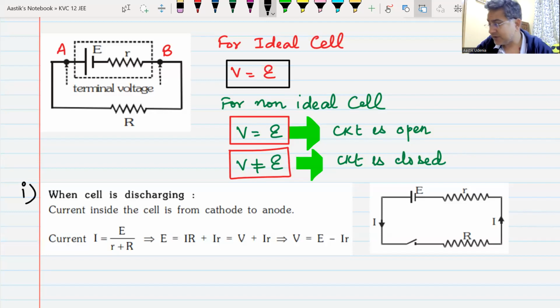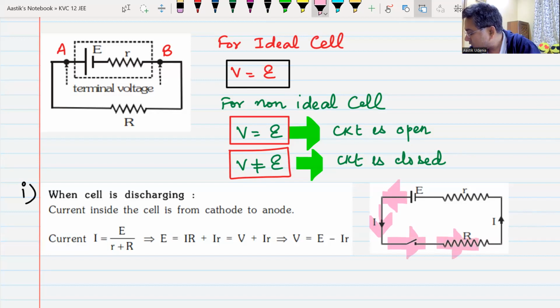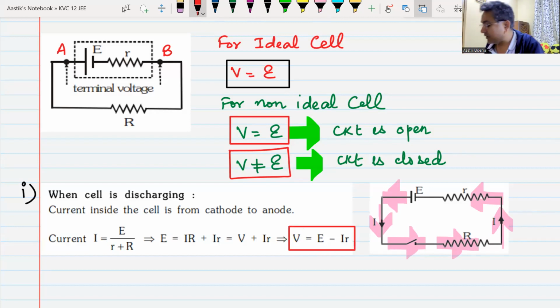So the first case is when the battery is getting discharged. When the battery is getting discharged, current flows outside the battery, from the positive terminal to the negative terminal. Do you see this current flowing like this from the positive to the negative terminal? So this is the case where the battery is giving current, or the battery is discharging. In this case, my dear friends, this potential drop or terminal voltage is less than your EMF and it is equal to E minus Ir. Do we see this?